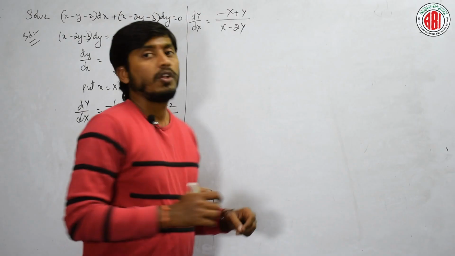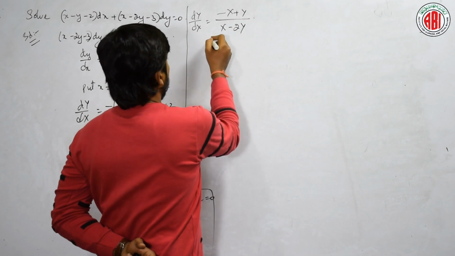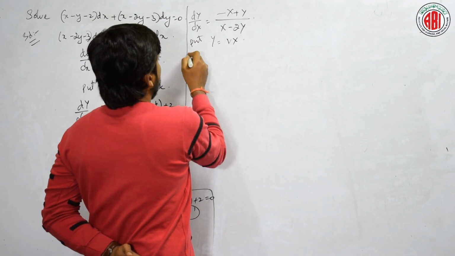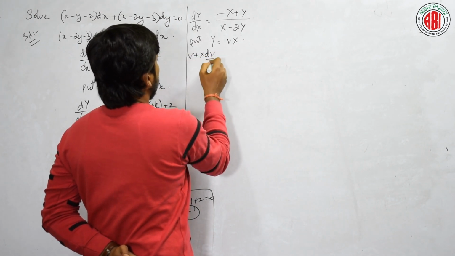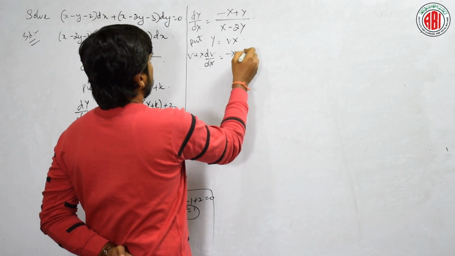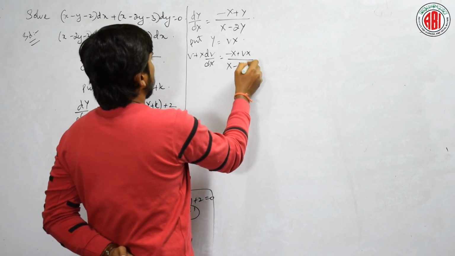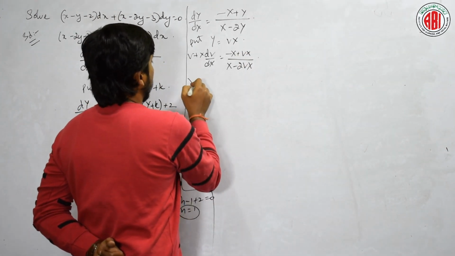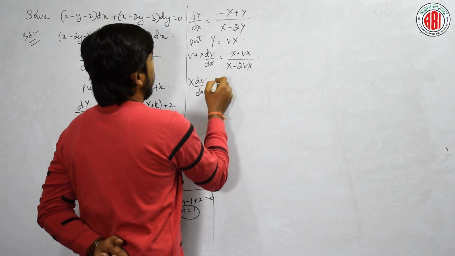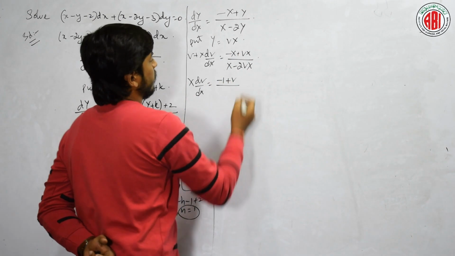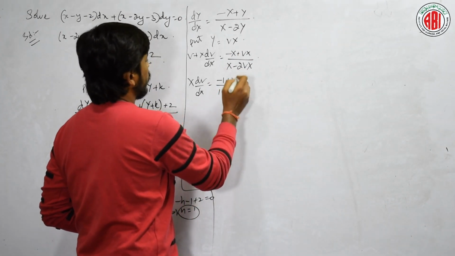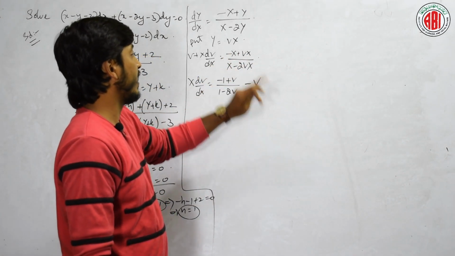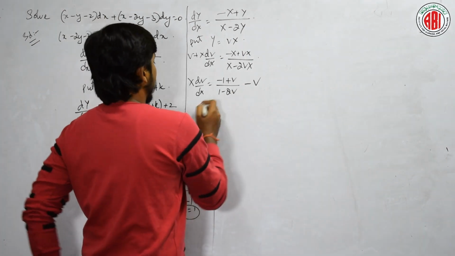Is it homogeneous? So, our normal way of solving it, y equal to vx. So, what is dy by dx? v plus x into dv by dx is equal to minus x plus vx by x minus 2vx, right. And the next, if I take x common there, what do I get? Minus 1 plus v. Here I will get it as 1 minus 2v, thus v will go that side. Is it right? Minus 1 plus v by 1 minus 2v. Is it? Now let us take LCM.